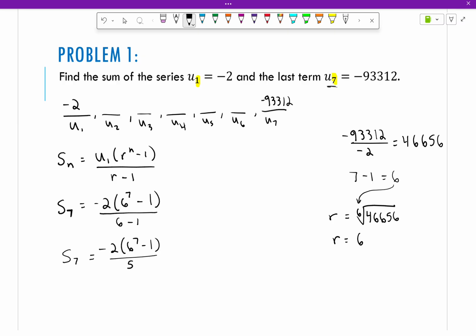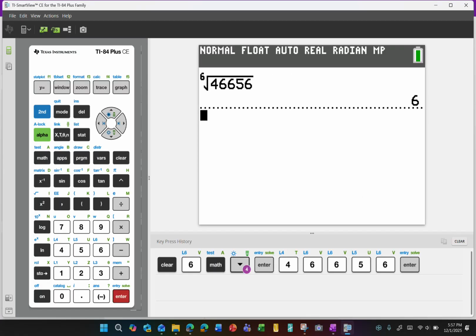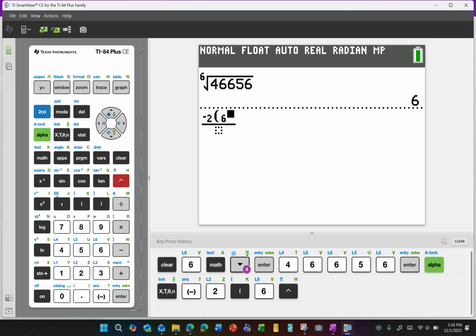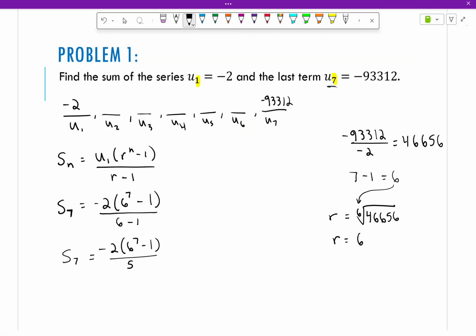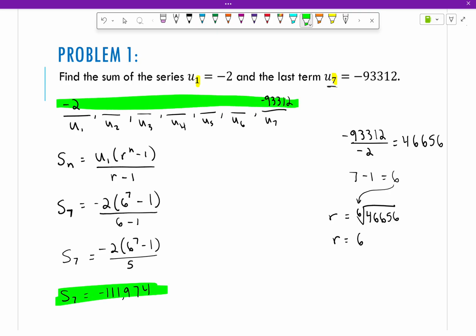And then I'm going to go to my calculator and type that in. So I'm going to make a fraction. Then I have -2, parentheses, 6 to the 7th power, subtract 1, close my parentheses. In the denominator, I have a 5. Hit enter, and I get my sum. So the sum of the 7 numbers is -111,974. If I took all the numbers that would be in this series, they would sum up to this value.